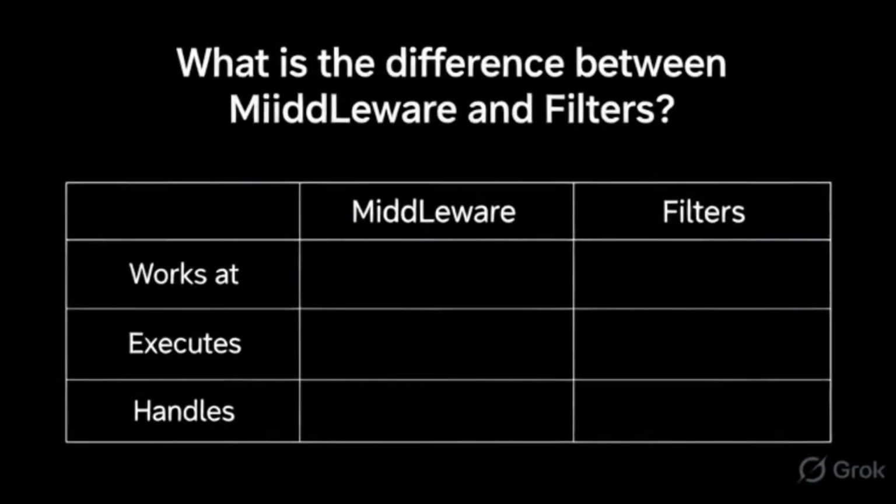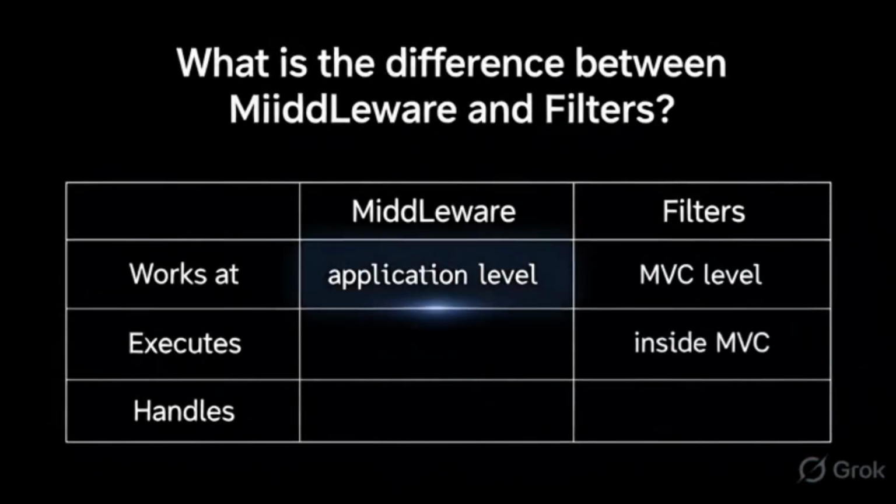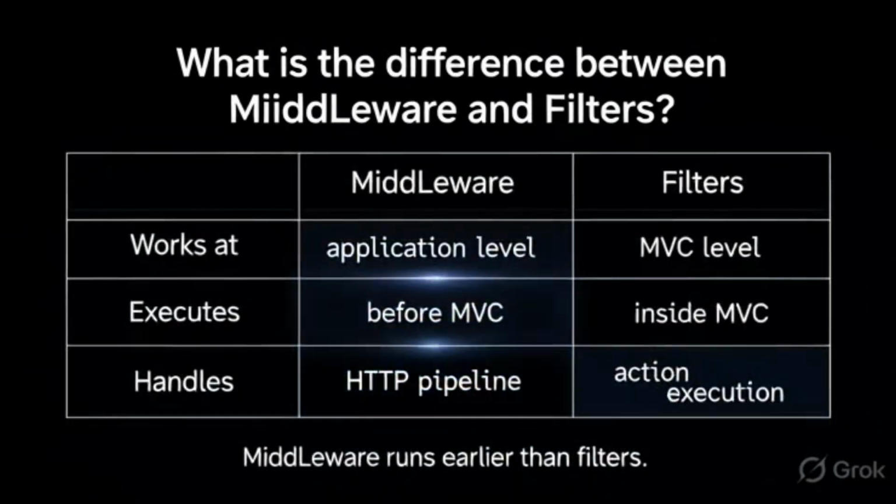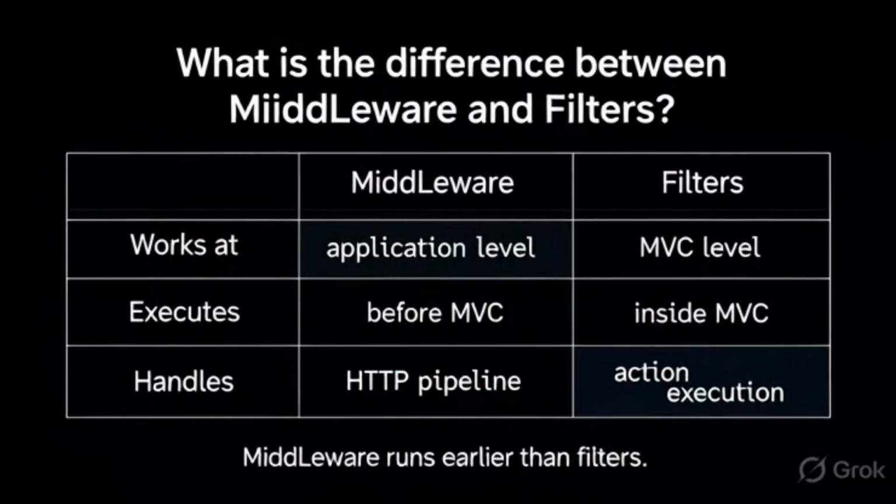What is the difference between middleware and filters? Middleware works at the application level, while filters work at the MVC level. Middleware executes before the MVC framework, while filters handle action execution.